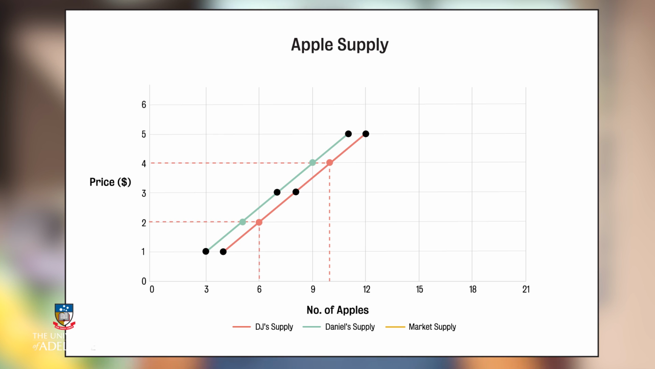If we add the amount that each of them is willing to supply at each price, we get the market supply for apples. At a price of $2, the market supply is 11 apples. And at a price of $4, the market supply is equal to 19 apples.